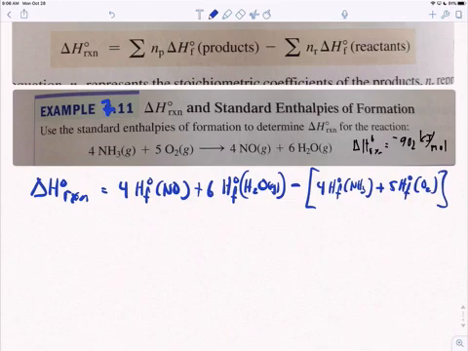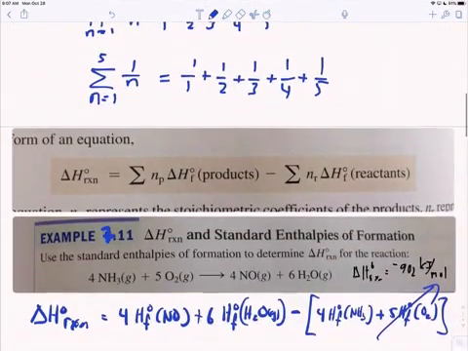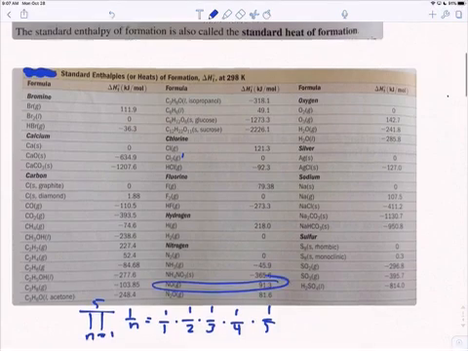I made sure to put gas for water because there's one for gas and one for liquid. Now we have to put in the numbers, and notice the heat of formation of oxygen is 0, so we don't have to put that in. Now we just have to put the numbers in. So the heat of formation of nitrogen monoxide, we have to look for nitrogen monoxide. It's right here, 91.3.